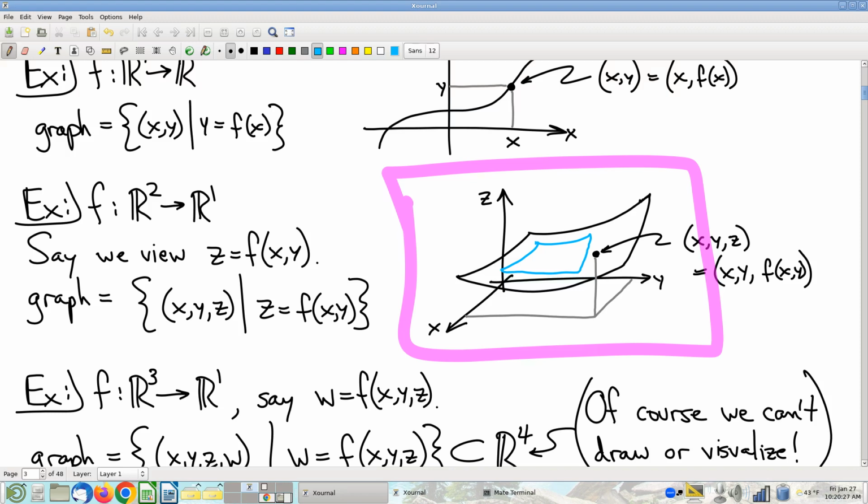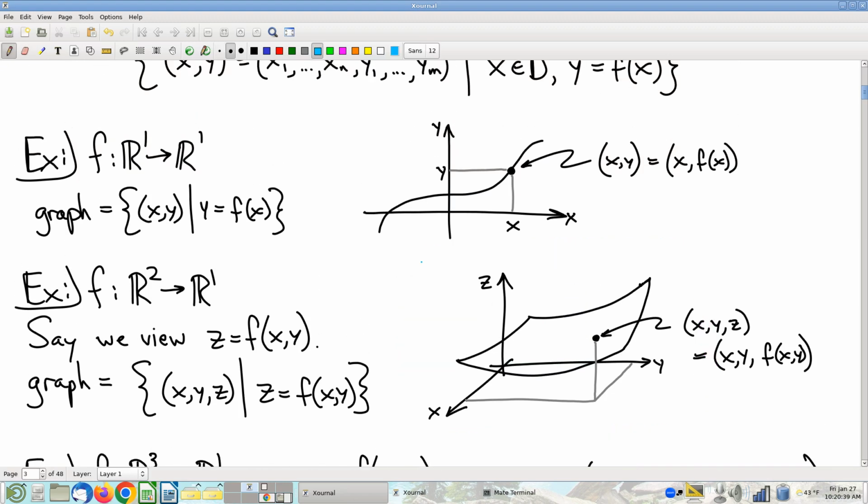So I'm going to say I have kind of pretended to draw the graph here. Even there, I didn't really. This is a poor representation. Certainly not as true of a picture as this is.